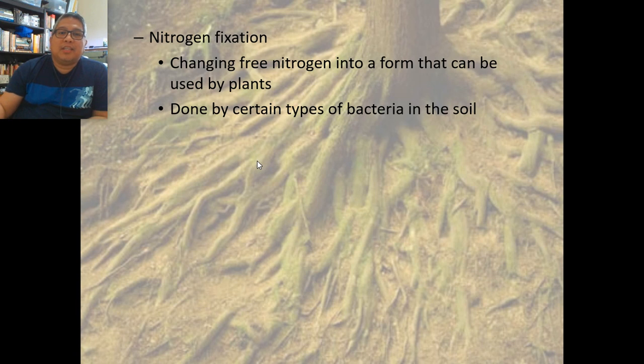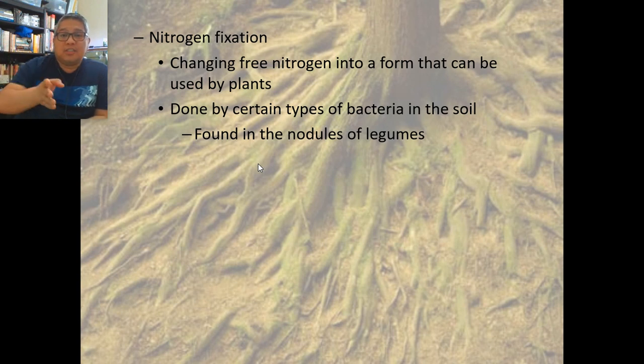This is done by certain types of bacteria, and that's why we have what we call nitrogen fixing bacteria. Those bacteria are the ones that change the form of nitrogen in order for plants to be able to use it. They are found in nodules of legumes.